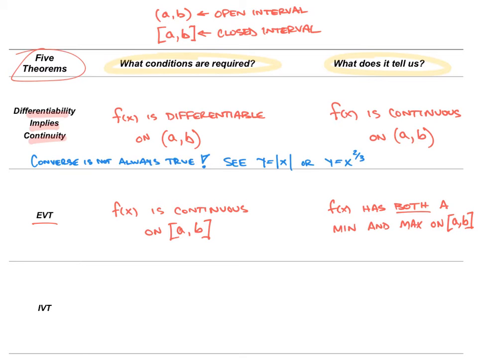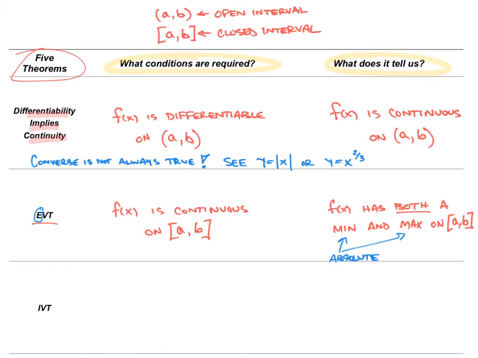Okay, a couple comments here. When I say min and max, I'm referring to absolute, not local or relative. And the e in extreme value means that the function takes on extreme values. It has both a min and a max, even if it's a constant function. If it's a constant function, think horizontal line, then the min and max are the same.